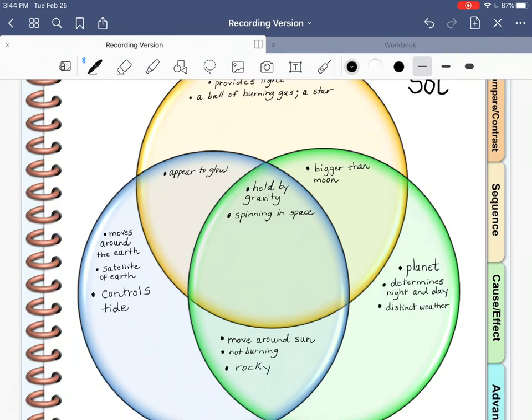Which one has no life? No life. Well, the sun has no life. The moon has no life. The earth has life. So we're going to go with sun and moon, which is right here. Has no life. People have been on the moon, but they have to have special suits.